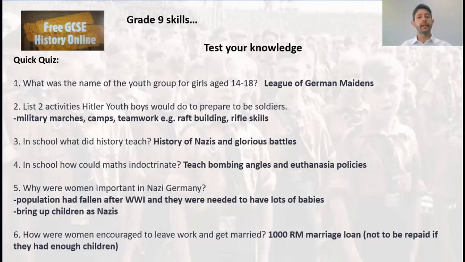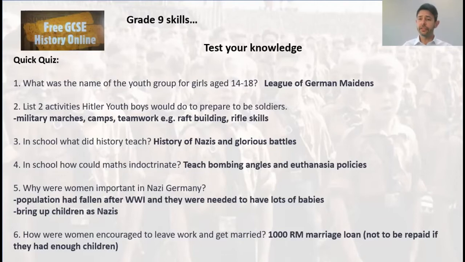So what activities might boys do to prepare them to be soldiers? So for the Hitler Youth, it's about being a soldier, a committed Nazi and a soldier, being indoctrinated and brainwashed in these ideas. So two ideas: military marches and the discipline of the march, being able to set up and run a camp, teamwork skills like raft building, rifle skills, knife skills, bravery tests. There's lots of things they could do to be learning to be soldiers.